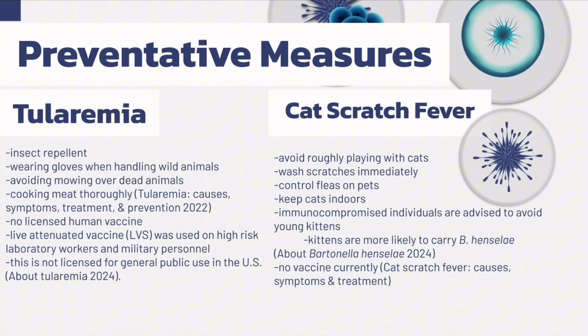For cat scratch fever prevention, individuals should avoid rough play with cats, wash scratches immediately, control fleas on pets, and keep cats indoors. Immunocompromised individuals are advised to avoid young kittens because they are more likely to carry B. henselae. No vaccine currently exists for this bacterium.